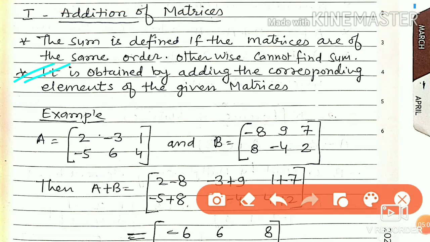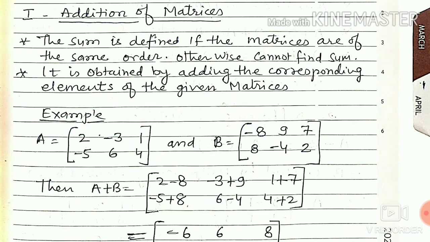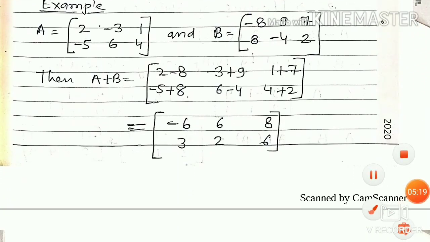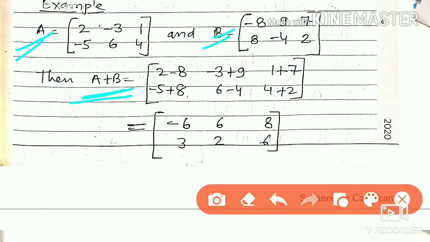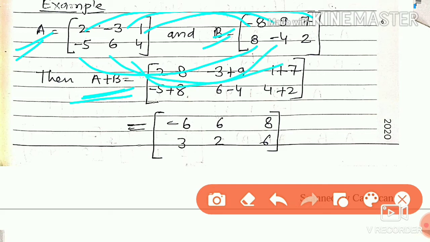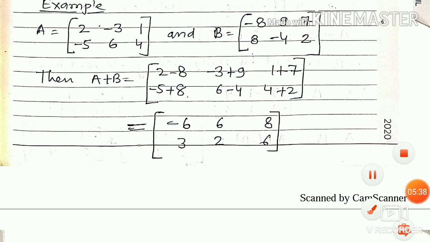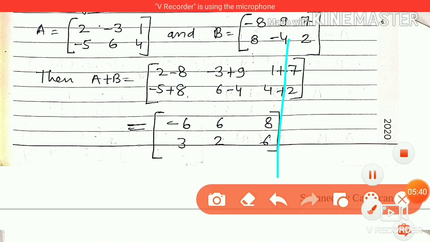Second, how can we find the addition? It is obtained by adding the corresponding elements of the given matrices. You have to add the corresponding elements. You can understand how by this example. Look here, a and b are given, and you have to find a plus b. You will add 2 and minus 8, 3 and minus 3, 9 and 1, 7 and minus 5, 8 and 6, minus 4 and 4, and 2, and you get the result. This is how you can add these matrices.